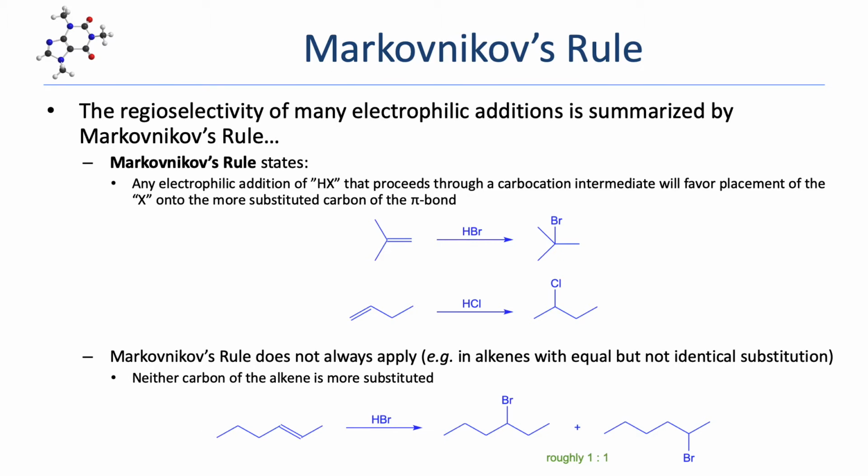Now, because both sides of that alkene are equally substituted, that means that Markovnikov's rule doesn't really help here, and you're going to end up with a mixture of products where the bromine attaches to either of those 2 carbons, in this case giving rise to 2 different secondary alkyl halides.